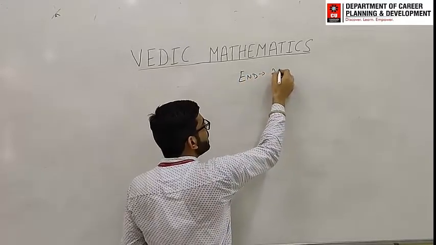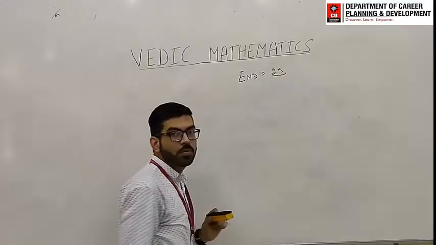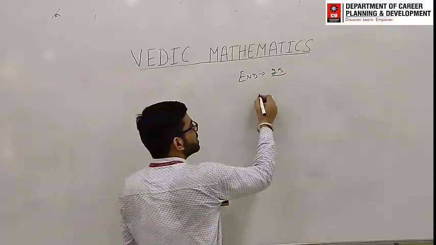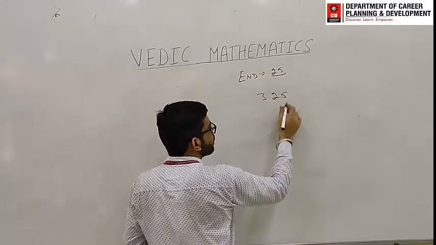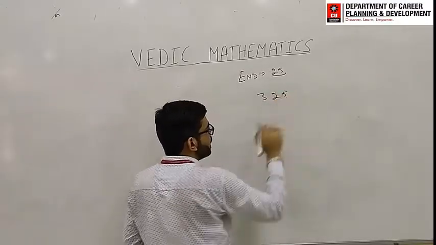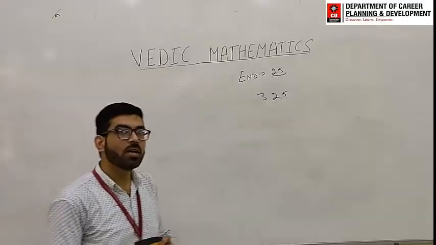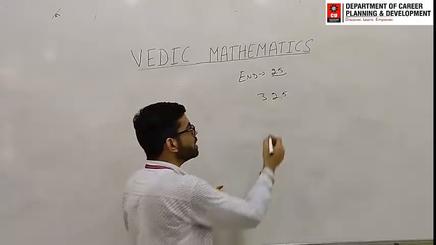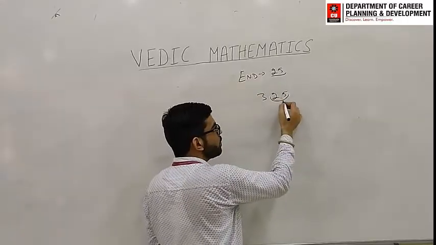When a number is ending with 25. Now, how are we going to solve this type of question? Just suppose this, take an example of 325. Now, what are the steps when a number is ending with 25? Step number 1: the number is ending with 25.